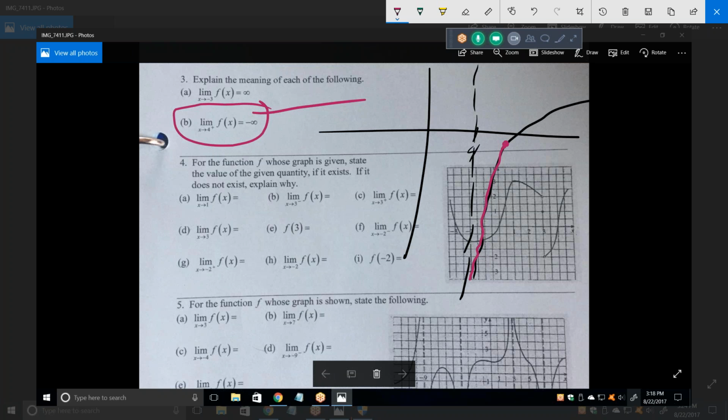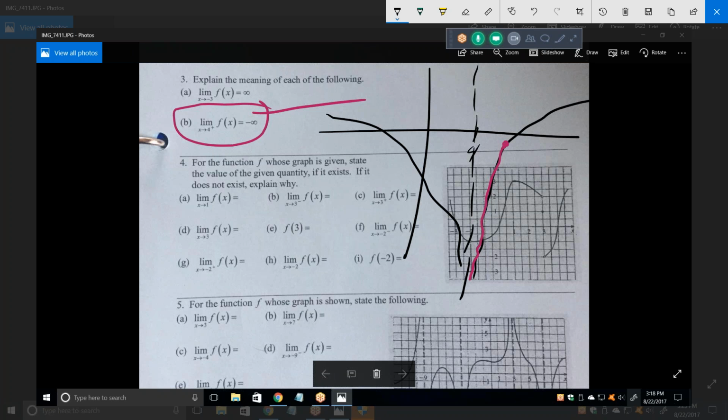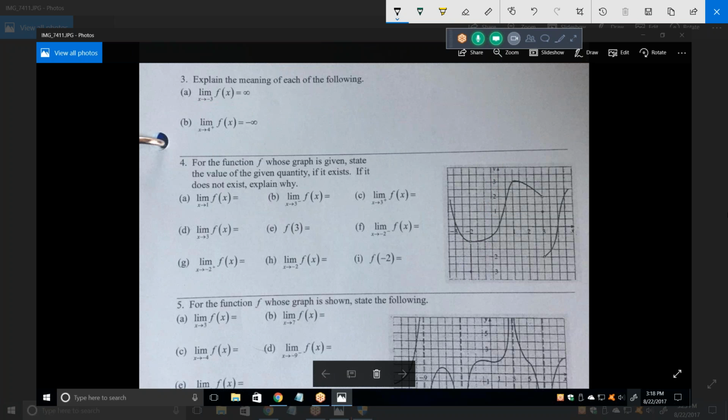And that's all I know. I don't really know what's going on the left. They haven't given me enough information. It could be something like this, but it could also be something like that. All I know is that when I approach the function from the right, the number 4, I'm headed to negative infinity, and that means asymptote. Okay. All right.